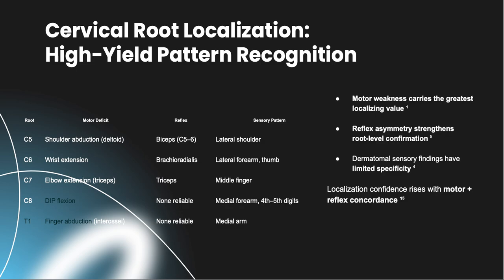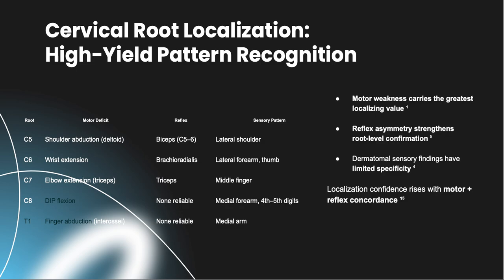Reflex asymmetry strengthens precision when concordant with motor findings. Diminished brachioradialis reflex supports C6. Diminished triceps reflex supports C7. Thomas et al. caution that dermatomal sensory testing shows considerable overlap, limiting specificity when used alone. Sensory loss supports but does not establish localization.